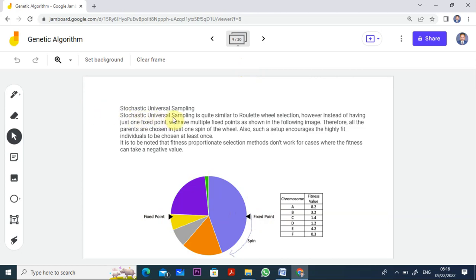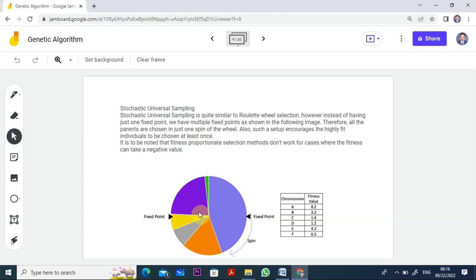See, the stochastic universal sampling is quite similar to the roulette wheel selection, the previous one that we studied. However, instead of having just one fixed point, we have multiple fixed points, as shown in the following images. Therefore, all the parents are chosen in just one spin. So we are giving one spin. So what are the parents? Two parents we are selecting here, chosen in just one spin of the wheel.